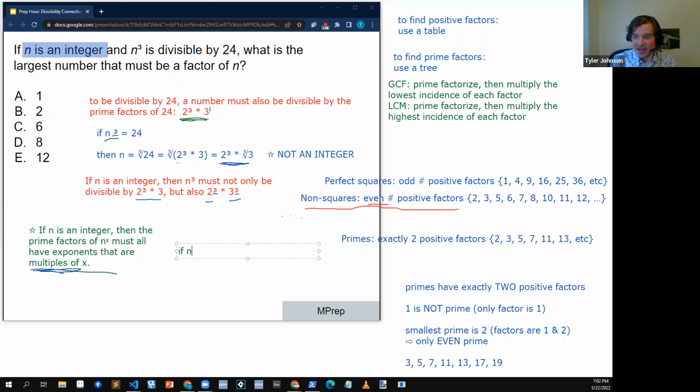So from here, I can say, okay, if n cubed is equal to 2 cubed times 3 cubed, now if I uncube that, then n is just going to be the cube root of that whole thing. And the cube root just undoes the cubes, and we get 2 times 3, which gives us 6. So 6, that's the biggest number that must be a factor of n here.